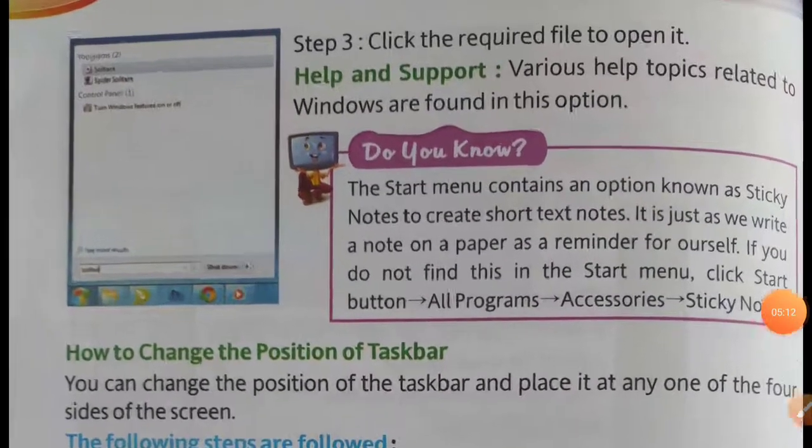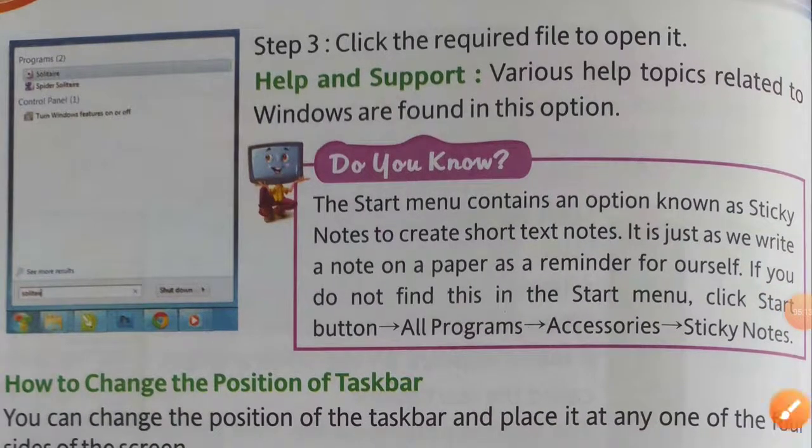Step 3, click the required file to open it. When you search the file name, you have to click the required file to open it. Help and support: various help topics related to Windows are found in this option. If you are searching the solitaire game name, see, two game names are here, solitaire and spider solitaire. Click any one of your choice.